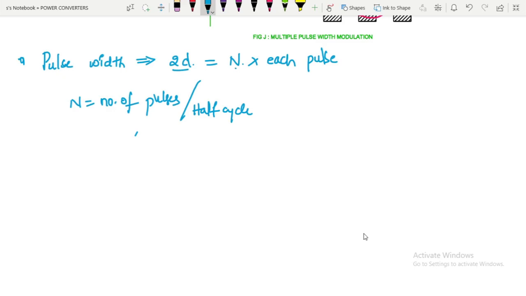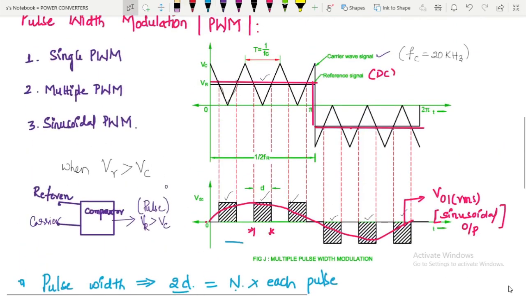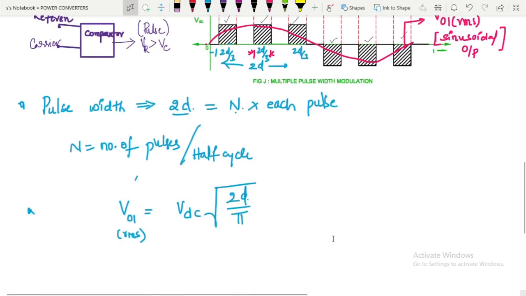Okay, now what we are going to do is we are going to get the fundamental RMS V01 equal to, if we find the RMS, that will be VDC into root of 2D by pi here. That means we can change the pulse width so that we can change the fundamental RMS voltage. Okay, so here all these pulses in 1/2 cycle will have a pulse width of 2D actually. So each pulse will have 2D by 3. So the addition of 2D by 3 for 3 pulses will give us 2D here. Okay, that's why we have 2D as the pulse width in 1/2 cycle. This n is 3 here, into each pulse has 2D by 3. So that will be equal to 2D here. Okay, I hope there is no confusion here.